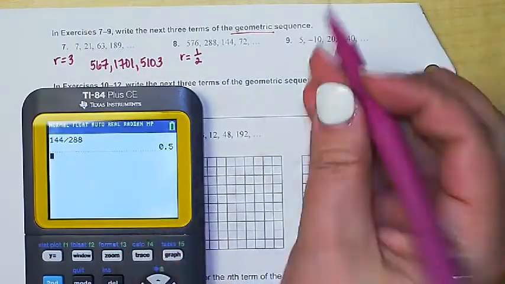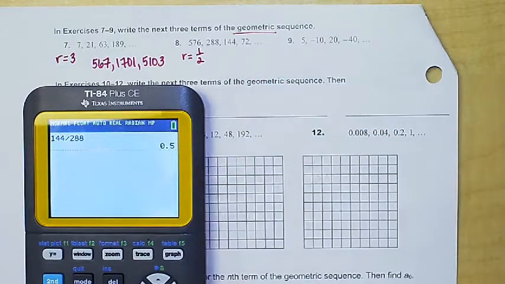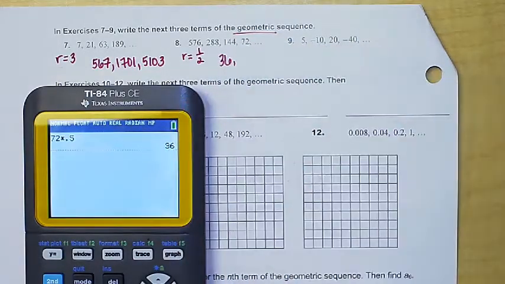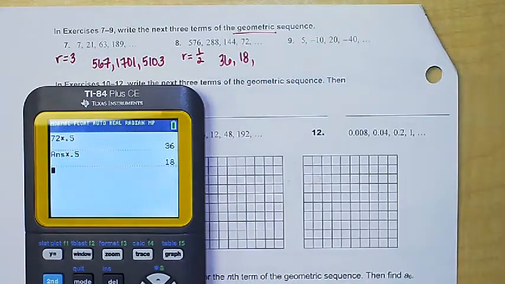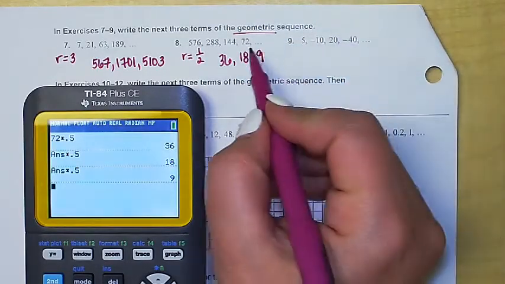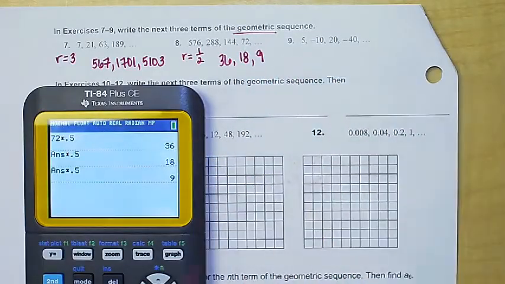Once I know that, then I can go ahead and just extend this. They left off at 72. So I'm going to start with 72 and multiply it by that 1/2. And that tells me that the next value is 36. And then if we multiply that by another 1/2, the next one would be 18. And then times another 1/2, the next one would be 9. Those would be the next 3 values after 72. It would go to 36, 18, 9 if I just extended that pattern.